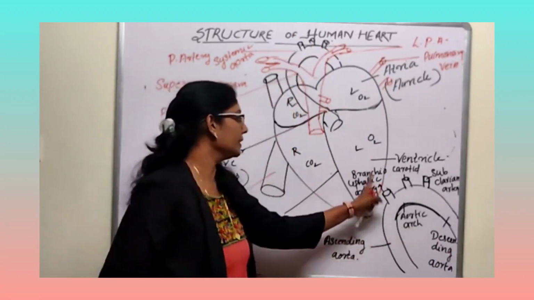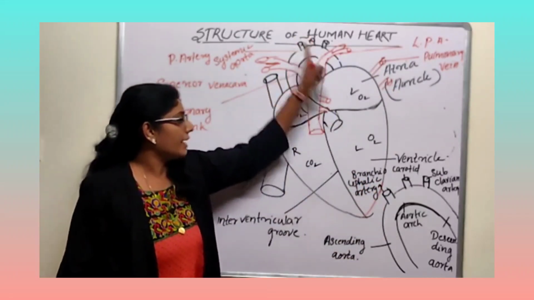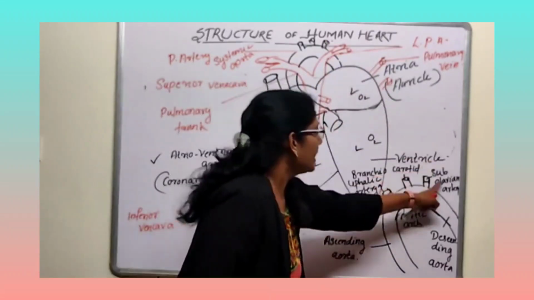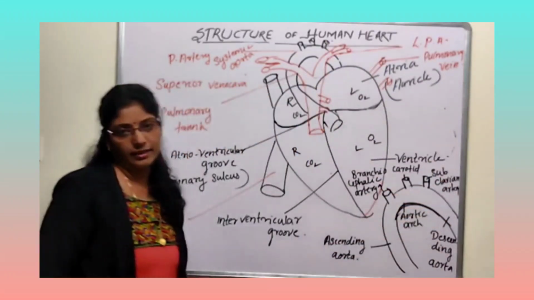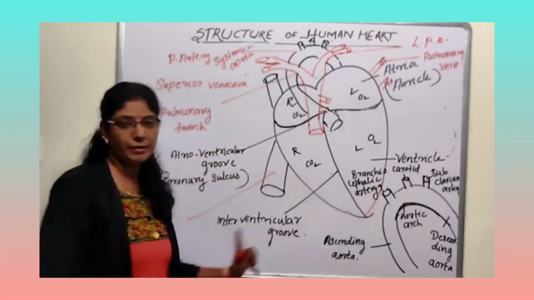First one is called brachiocephalic artery. Second one is called carotid artery, and the third one is called subclavian artery. Okay, so this is the structure of systemic aorta.